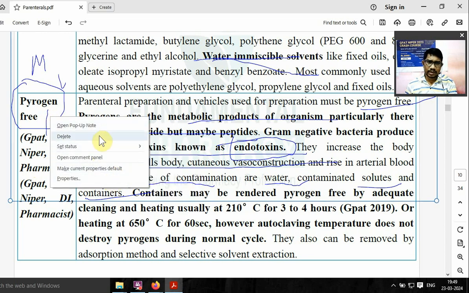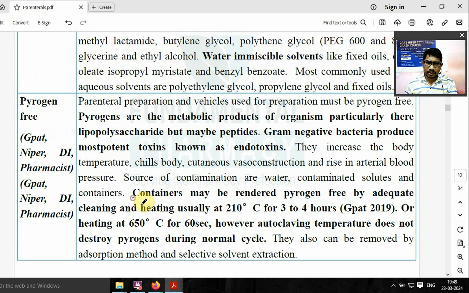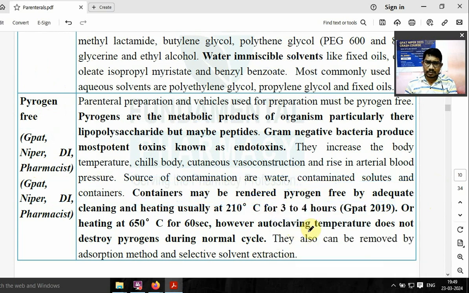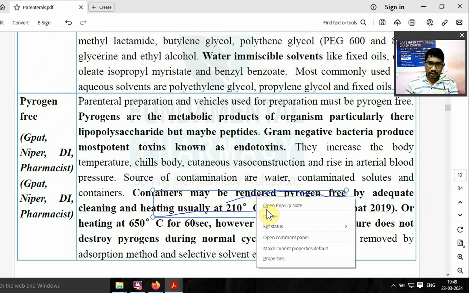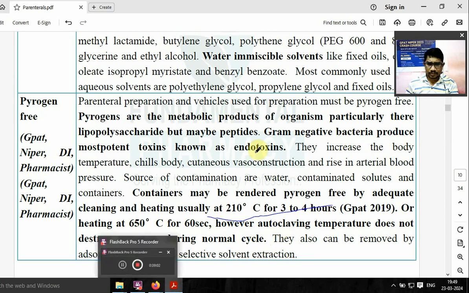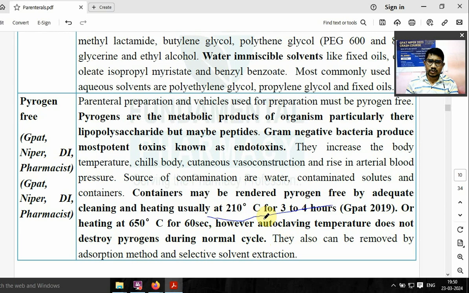Now a question has come recently: containers can be rendered pyrogen free. Meaning, how can you make a container pyrogen free? Containers for parenterals may be rendered pyrogen free by adequate cleaning, then heating usually at 210 degrees Celsius for 3 to 4 hours. You have to heat that container for 3 to 4 hours at 210 degrees. Okay? This question was in GPAT 2019.